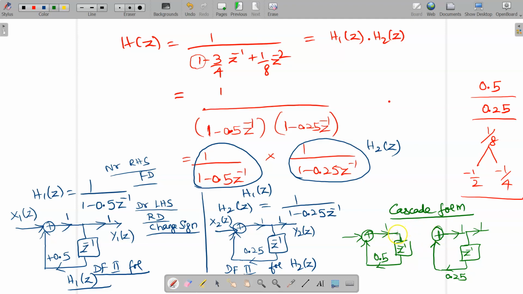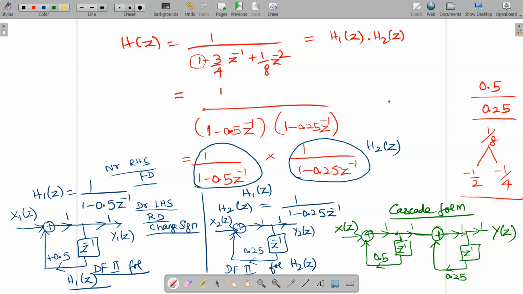So once you have drawn this output, okay, so here we have one. So this is the first diagram, this is the second diagram. For the first diagram I have x1 of z, y1 of z, here x2 of z, y2 of z. So connect the output to the input of the second diagram. So just connect this line as it is. Connect the output of the first diagram to the input of the second diagram. So the final output will be y of z, the final input will be x of z. So this is the cascade form realization for the given h of z.